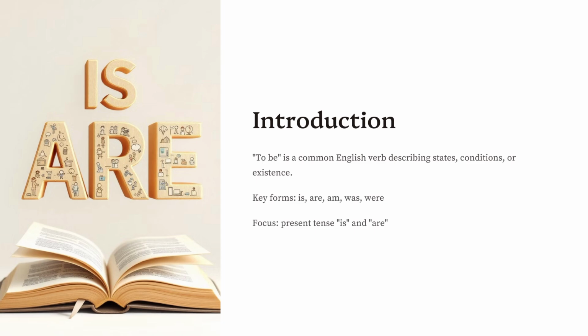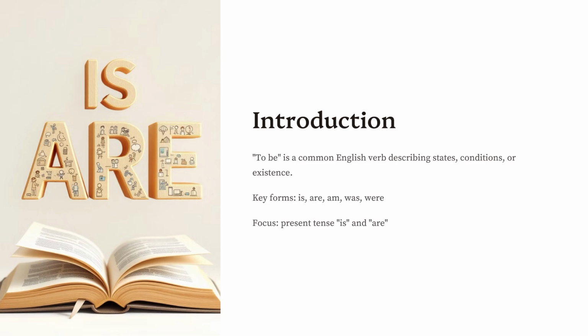The verb to be is what we call a fundamental verb. It's at the heart of understanding how we describe the world around us. With it, we express states of being, conditions, or even the very concept of existence. Simply put, whenever we want to say who or what someone is, what they are doing, or even where they are, we reach for this powerful yet deceptively simple verb.